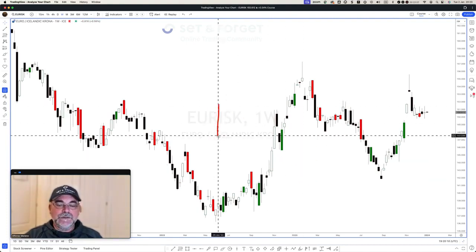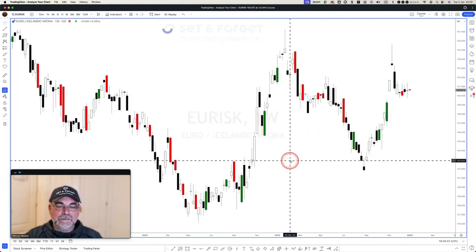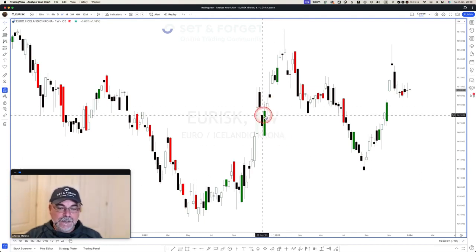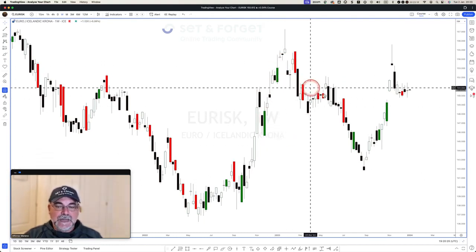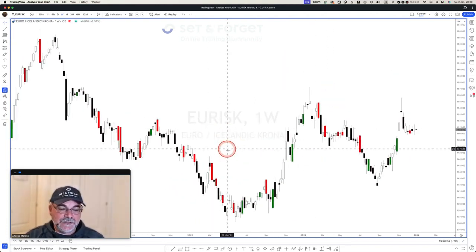So, the euro versus the Icelandic krona. This is the weekly time frame. Price action on the weekly looks like a daily chart on a stock, with lots of little gaps everywhere. Because these cross pairs or exotic pairs, as many people like to call them, like the Turkish lira, are also exotic ones. Also the Filipino peso, the Mongolian tugrik, and many others.